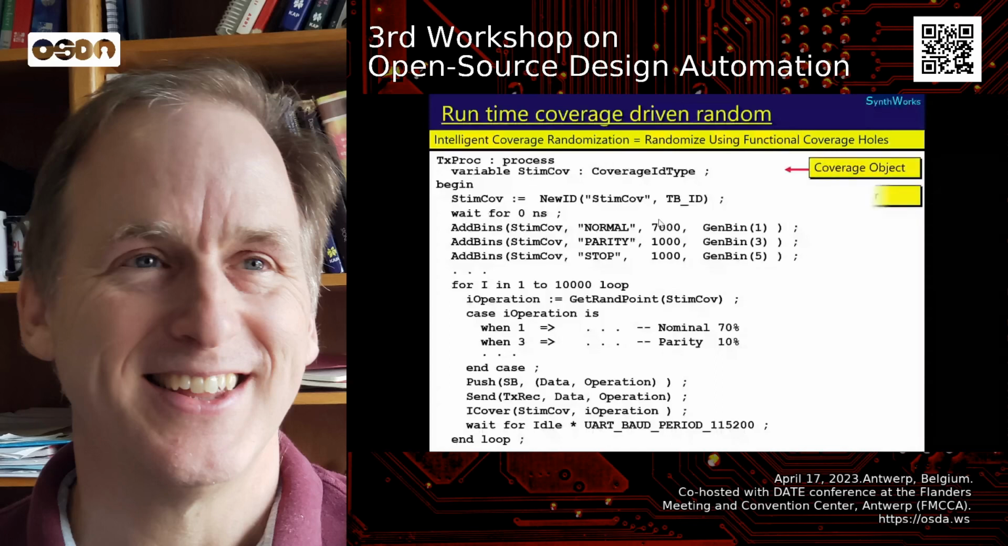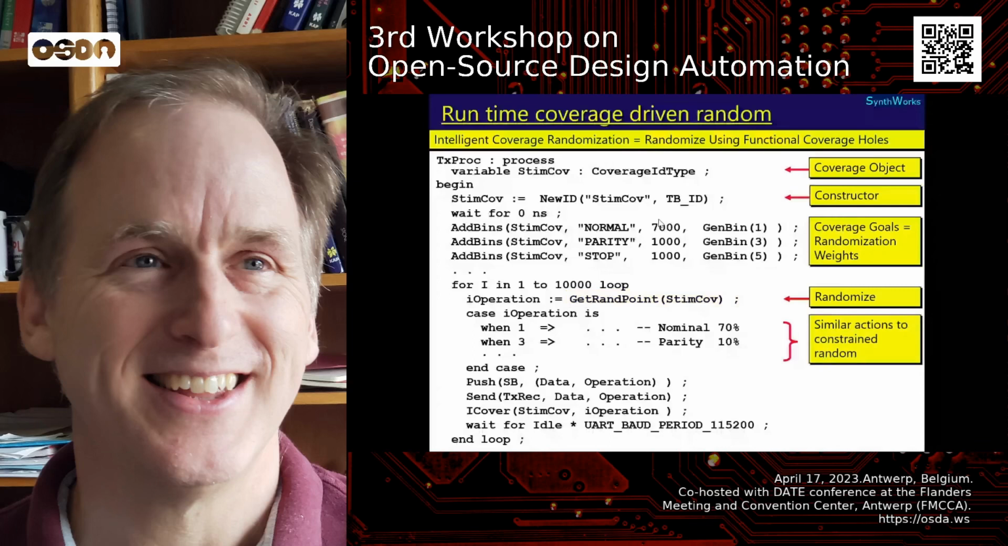So we start out the same way. We create our coverage object, we call our constructor, and then we build out our bins. But now we add coverage goals to our bins. These become randomization weights, and then we call GetRandPoint with the coverage model to randomize a value within that coverage model. And then we decode that value in much the same fashion as we did with the constrained random approach. And then we dispatch our transaction and we record the fact that we did that transaction with iCover.